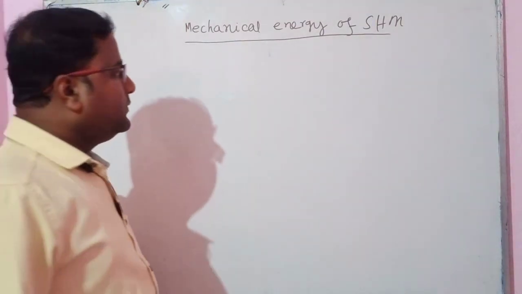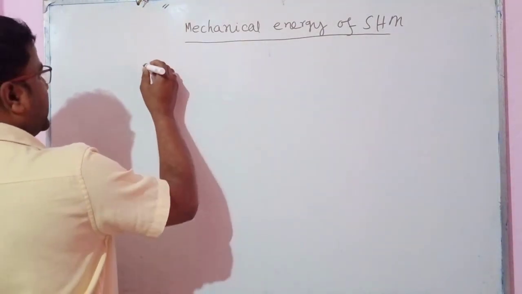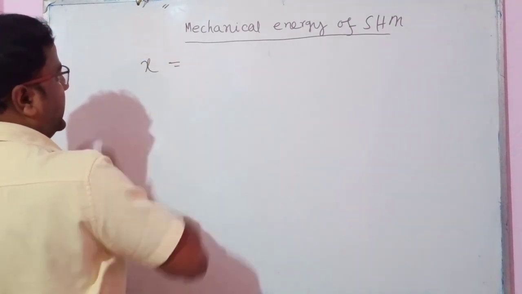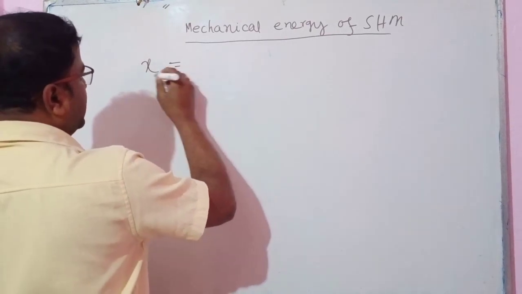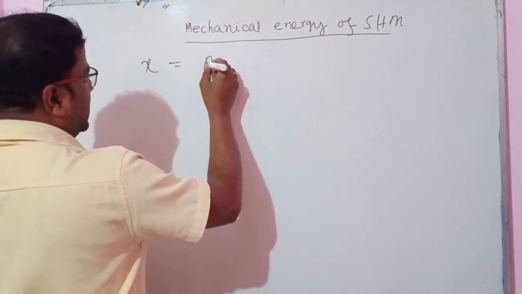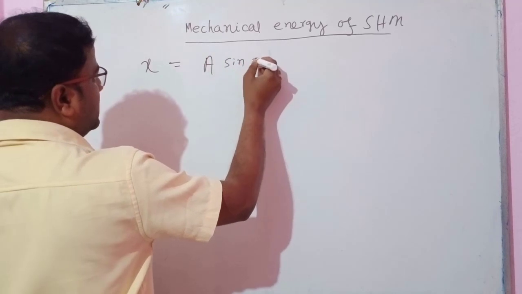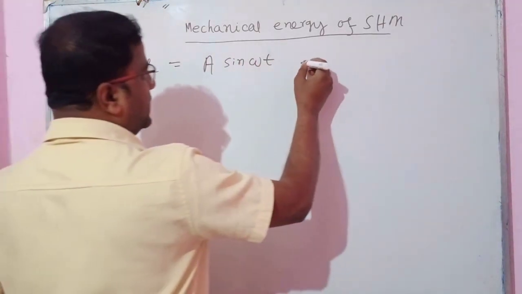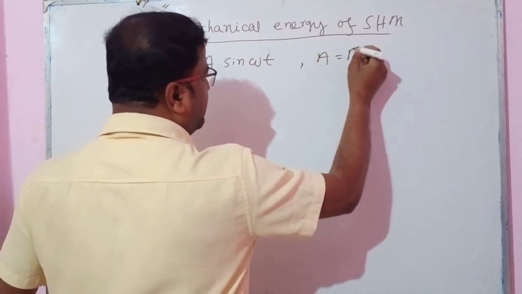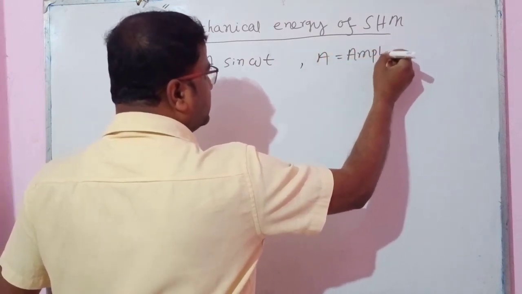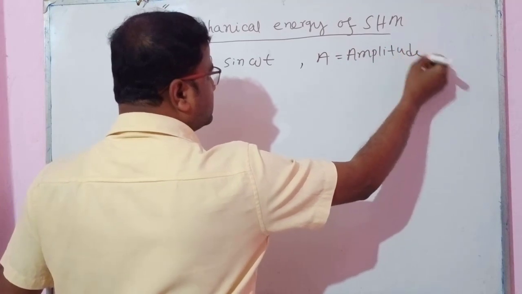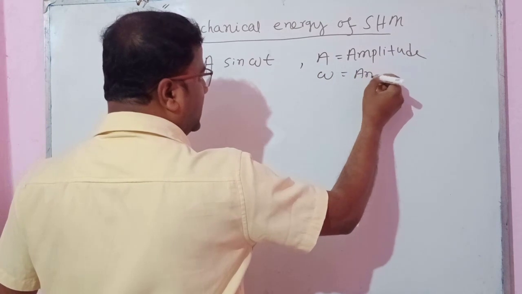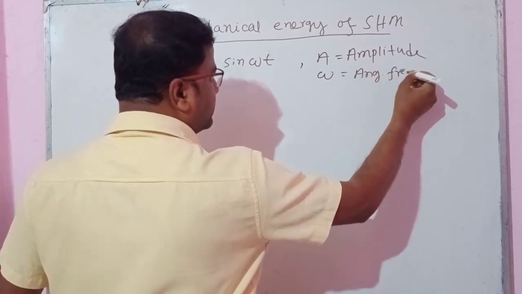First of all, we write the expression of displacement of a particle executing SHM. Here x equal to a sin omega t. Here a equal to amplitude, omega equal to angular frequency.